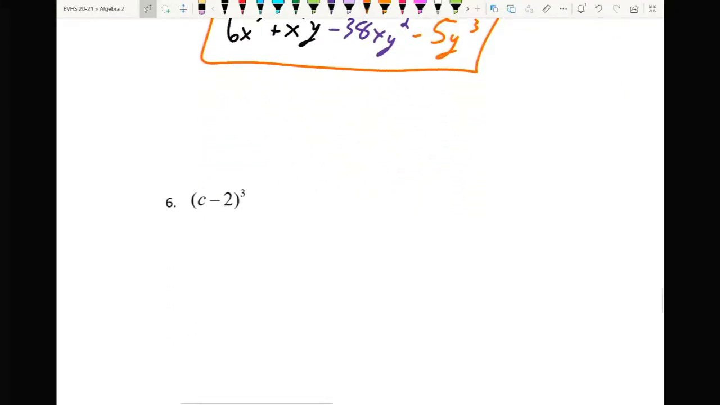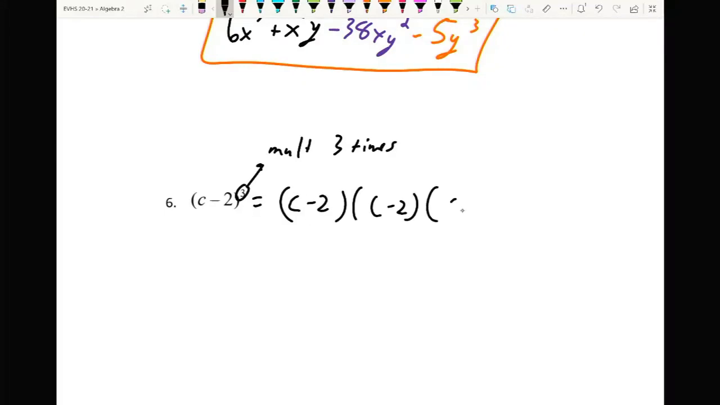Okay, 6 can be a little bit tricky, which is why we saved it till last. Okay, what we're going to do here is we're going to write it out 3 times. Okay, that means we're going to multiply 3 times. So we're going to get c minus 2, c minus 2, and c minus 2. Now we're going to distribute the first set. So c times c is c squared. C times negative 2 is negative 2c.